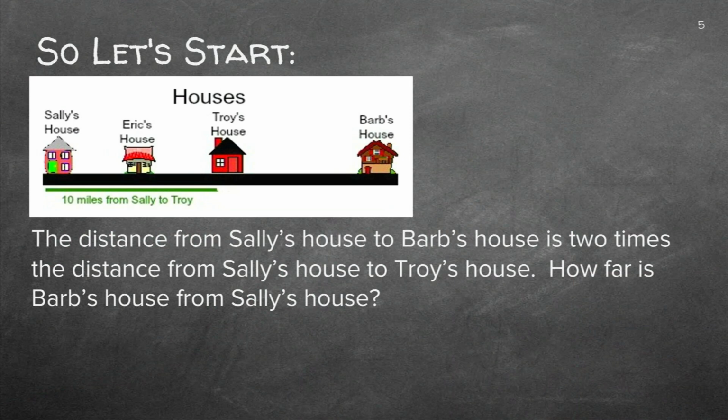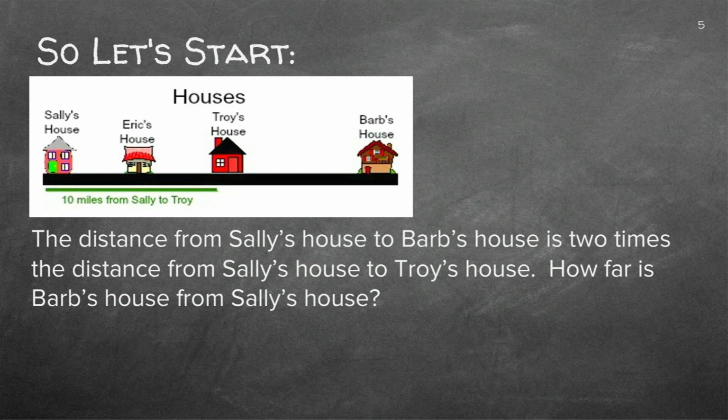Okay, here we've got a house. The first house is Sally's house, then Eric's house, Troy's house, and Bob's house. At the bottom, they gave you information in green. They said 10 miles from Sally's to Troy. Now remember, boys and girls, always look at all the information they gave you. Don't leave something out. Every single thing that you see, a picture, a dot, a word they wrote down, read it, because there might be information in there for you.